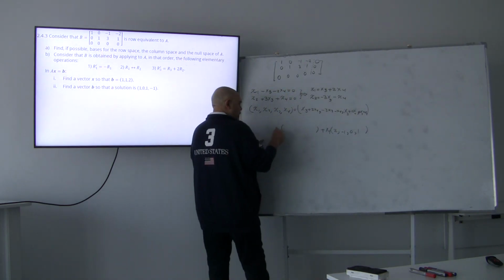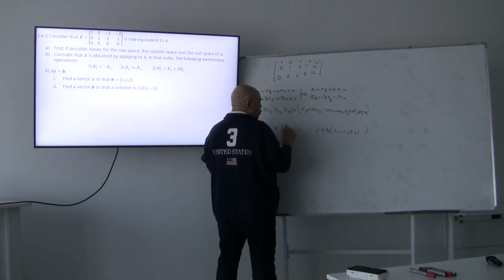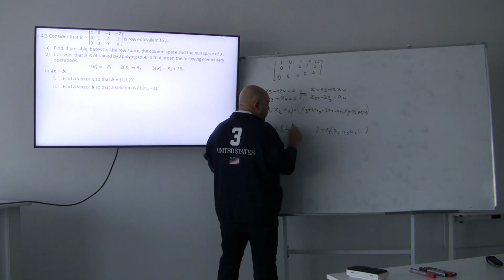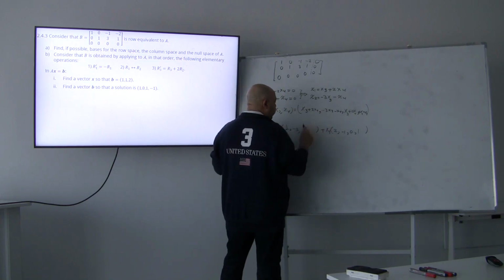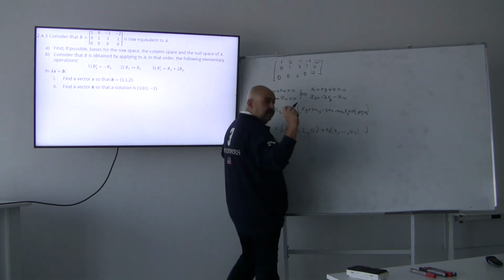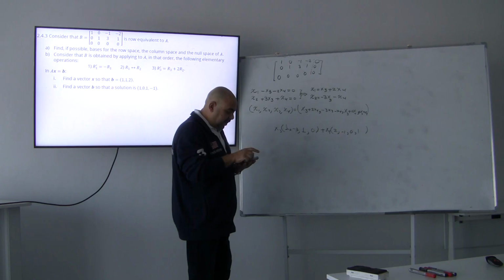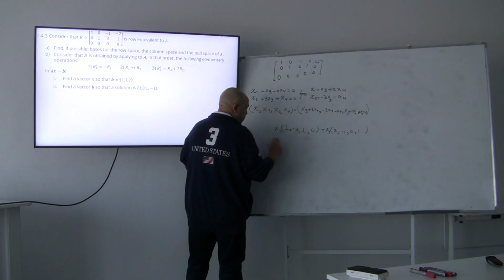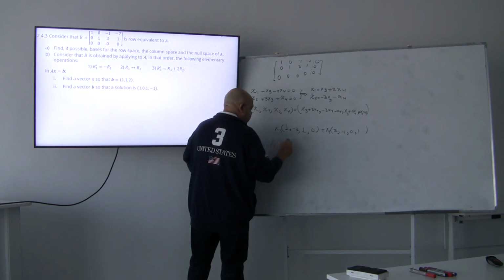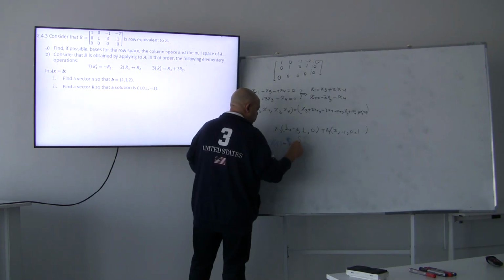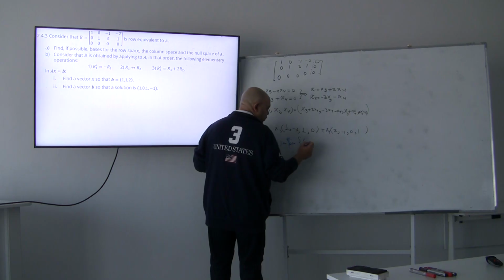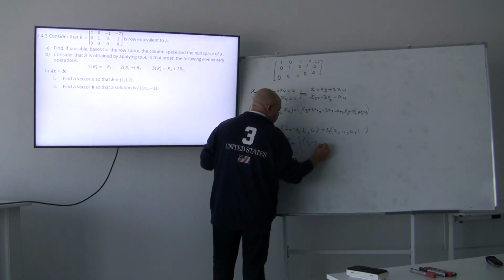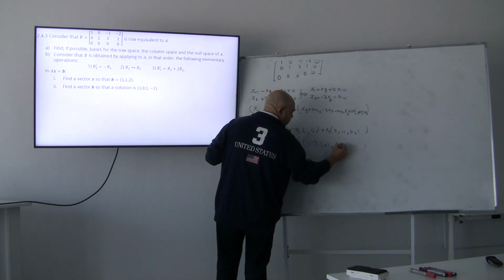For x3, I can have 1 for the first component, negative 3 for the second component. For the third component, it's positive 1, and 0 for the last component. So the null space of A is simply the span of the vectors 1, -3, 1, 0 and the other vector, 2, -1, 0, and 1.